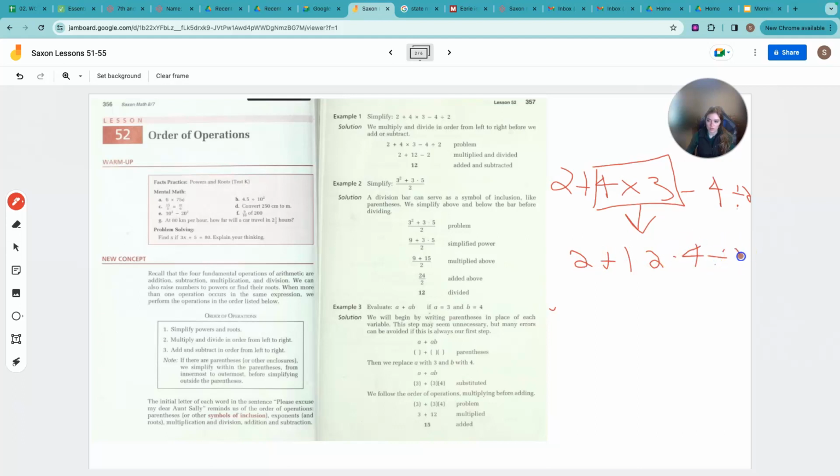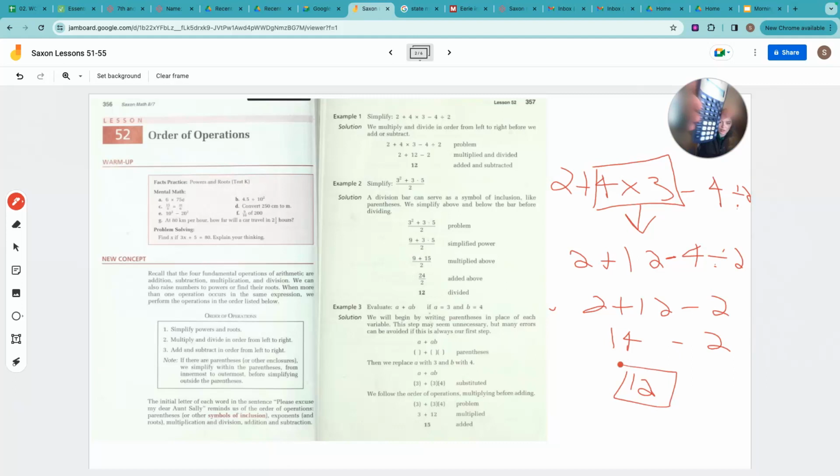Now, what's the next step? We did multiplication. Now we have D for dear, division. 4 divided by 2 is 2, so then we have 2 plus 12 minus 2. We do addition next, so we'd go 14 minus 2. Well, that equals 12.